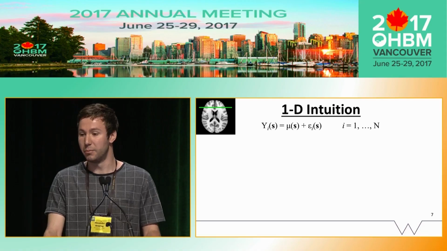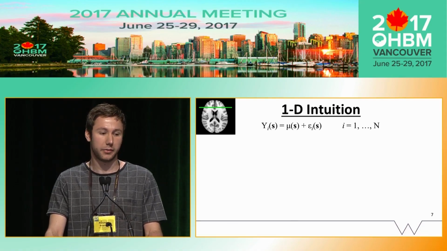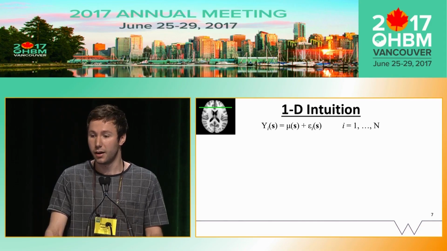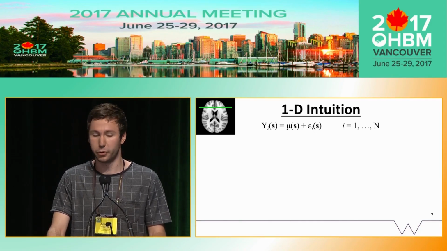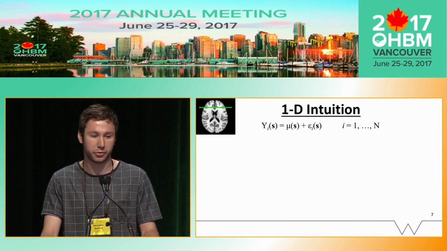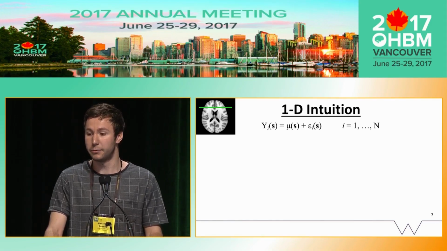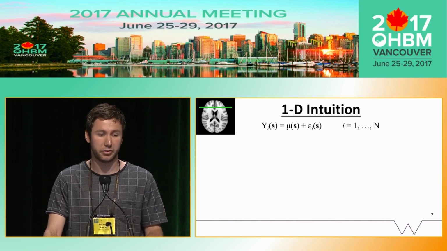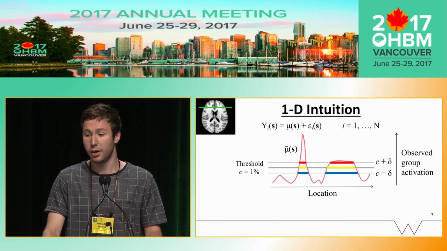So just to give more of an intuition about how this works, I set up this 1D demo. You can think of this as voxels lying on a line across an axial slice of the brain. Say we have n subjects modeled by signal plus noise models. Here, mu is the mean activation at voxel s, and epsilon is the noise specific to that subject. Averaging your subjects together, you can get this group activation map across all of your locations.